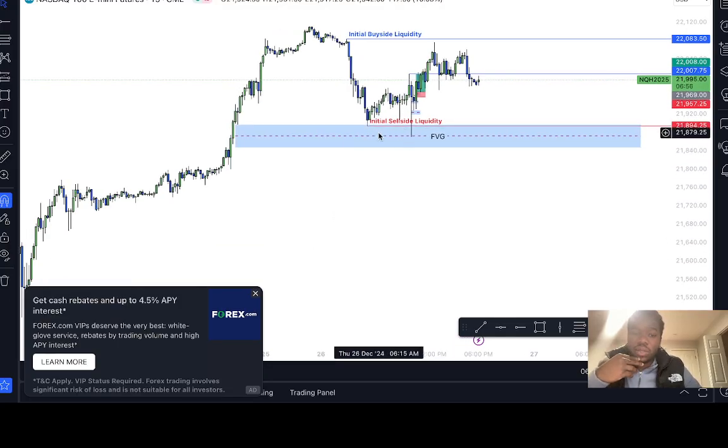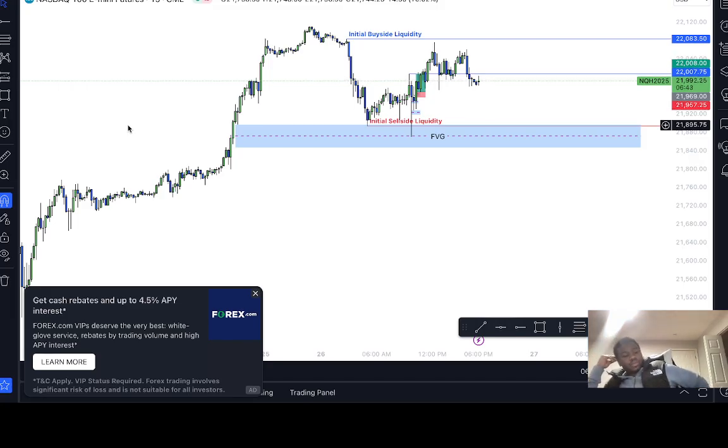We took out sell side liquidity right here. Anybody resting their stop at these lows got obliterated. And then we move to the upside. We usually have a reversal around 10 o'clock. So that's why most traders forming their strategies will trade between 10 and 11:30, because that's when the intended move of the day is happening.